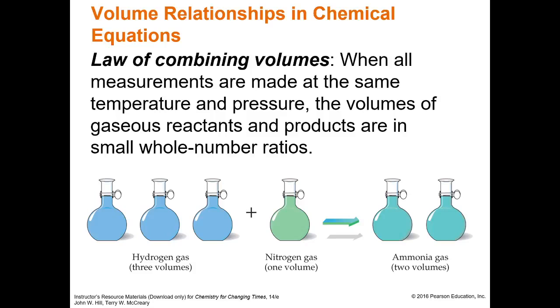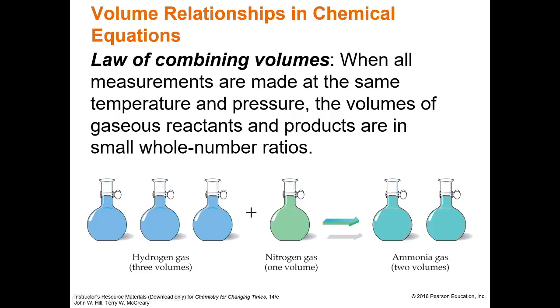All right, so the law of combining volumes. When all measurements are made at the same temperature and pressure, the volumes of gaseous reactants and products are going to be in small whole number ratios. So for example, if you were to put together 4 volumes, we can call these liters if you would like, but again, it works for any volume measurement. So 3 volumes of hydrogen and 1 volume of nitrogen, that would give you 4 volumes of gas. Now, these react together to give you only 2 volumes of the ammonia.